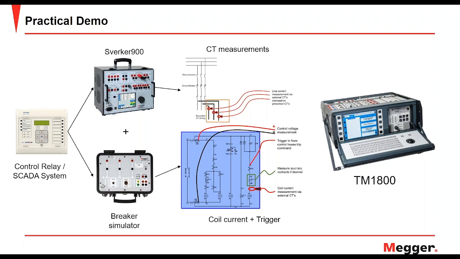In my setup example here, it is the TM1800. I will put this TM1800 in a passive measurement mode. Basically, it starts doing measurement until the trigger gets to it, to capture that certain period of time.